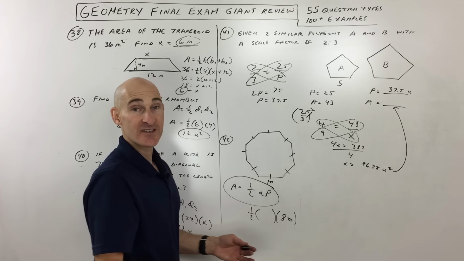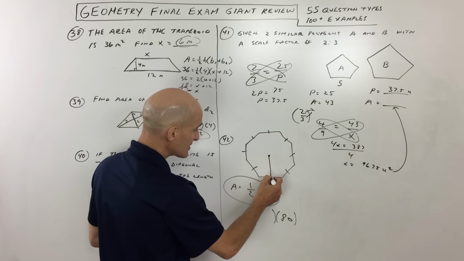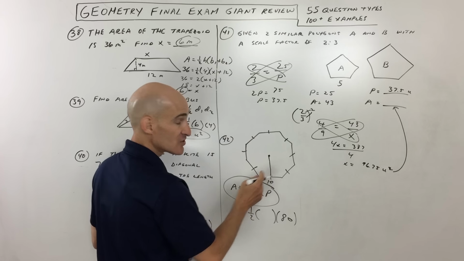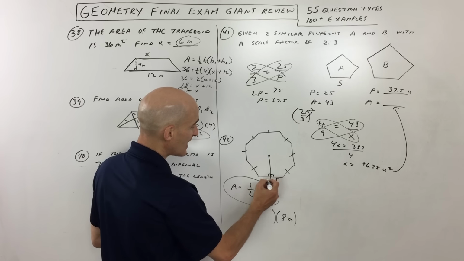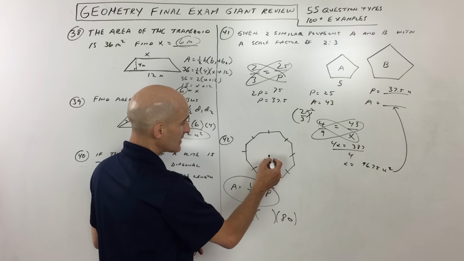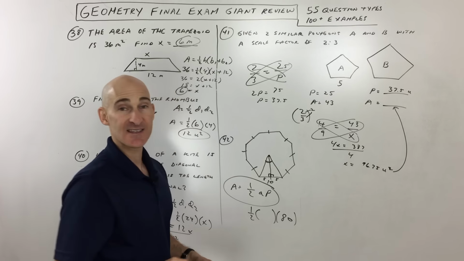But the apothem, what's that? It's kind of a weird name, but it is the perpendicular distance from the center to the side. Now, what happens when you draw that perpendicular is it bisects the side, it cuts it in half, and so now each of these is going to be 5. But what we have to do now is find out what that central angle is.